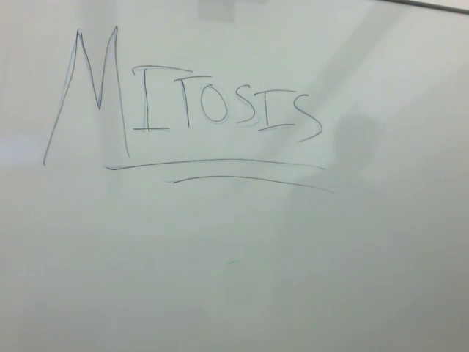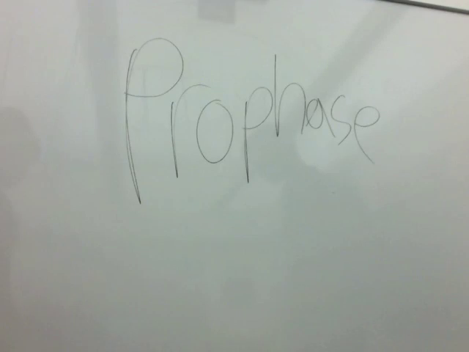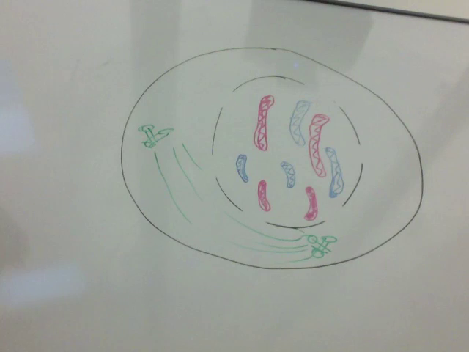This is mitosis. This is the start of mitosis, which is prophase. In prophase, in mitosis, the chromatin condenses into chromosomes that remain randomly arranged in the nucleus. Additionally, in prophase of mitosis, the mitotic spindle begins to form.